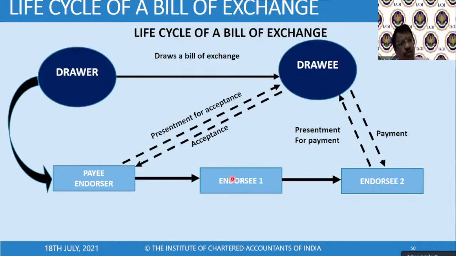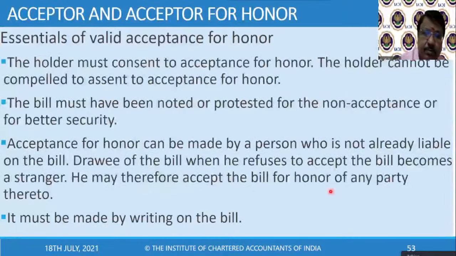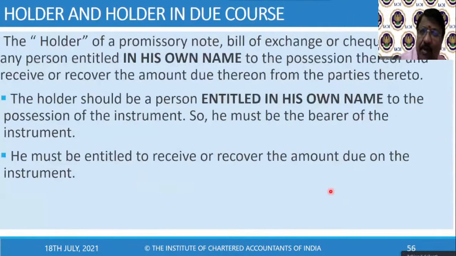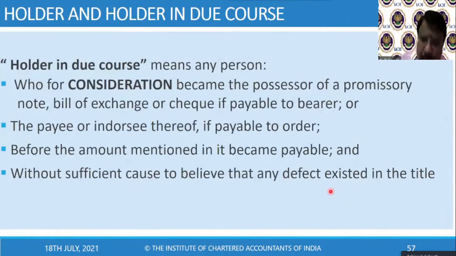He knew that this fellow forged and his name is mentioned with a forged signature. So he has sufficient cause to believe that there is a defect. Now think about it. Suppose he endorses it to the endorsee 2, who gets it for consideration without any knowledge of the defect. Then endorsee 2 becomes holder in due course. Whereas the endorsee is only a holder. Endorsee is only holder, right? This diagram is very interesting. I suggest that you remember it.